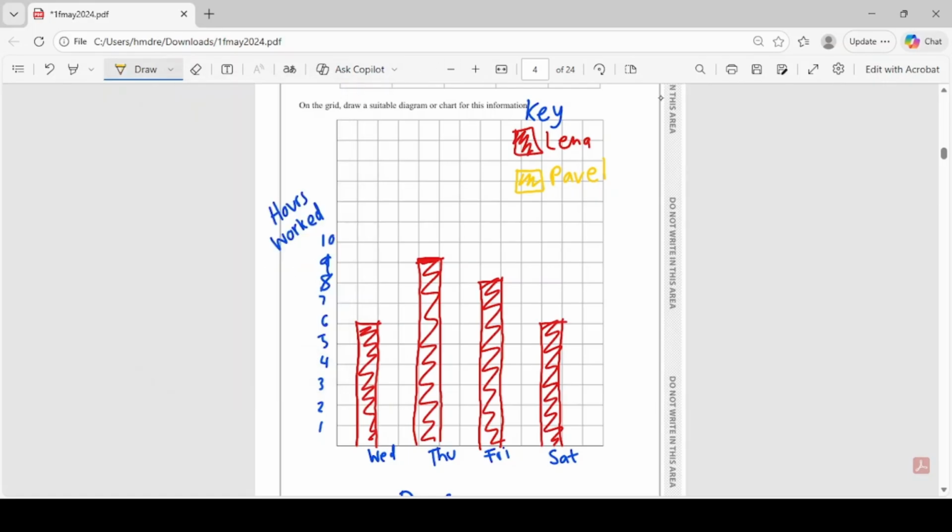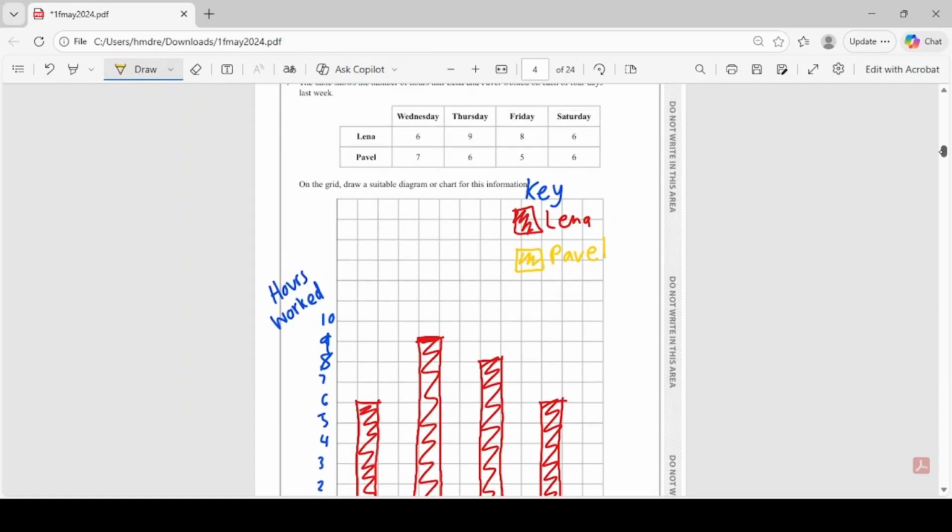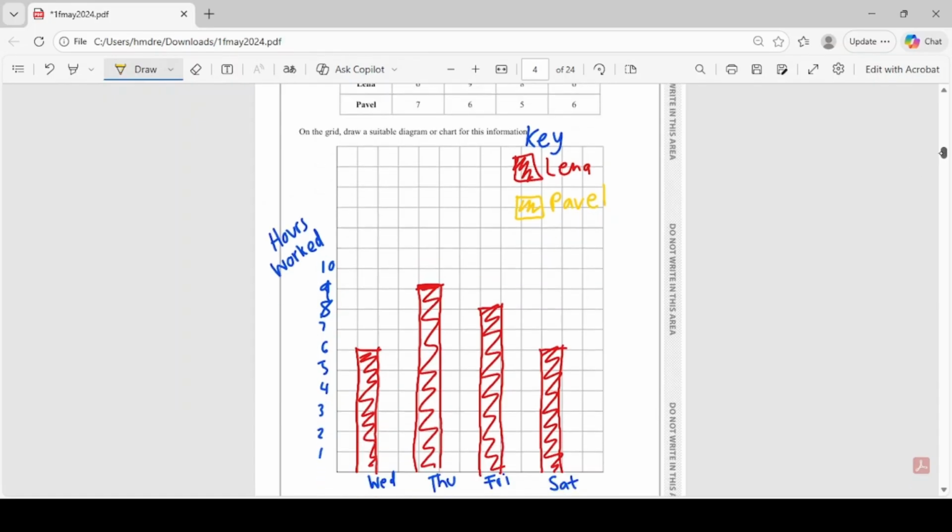Okay, and then we just do exactly the same for Pavel. So generally students are pretty good at this. You just gotta make sure you've got the labels in the right place. So let's just fill these in quick. So Pavel is 7 on Wednesday. 6 on the Thursday. 5 and then 6.